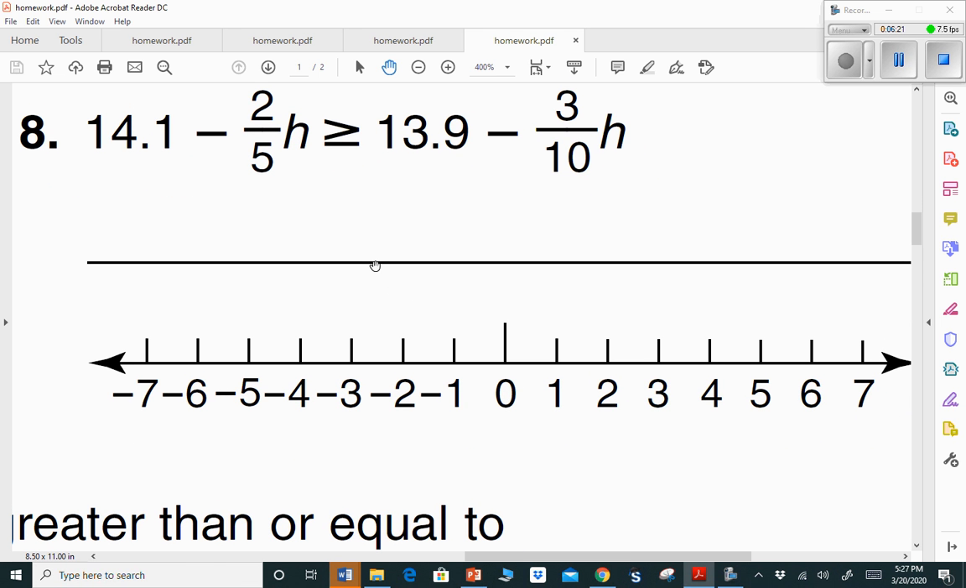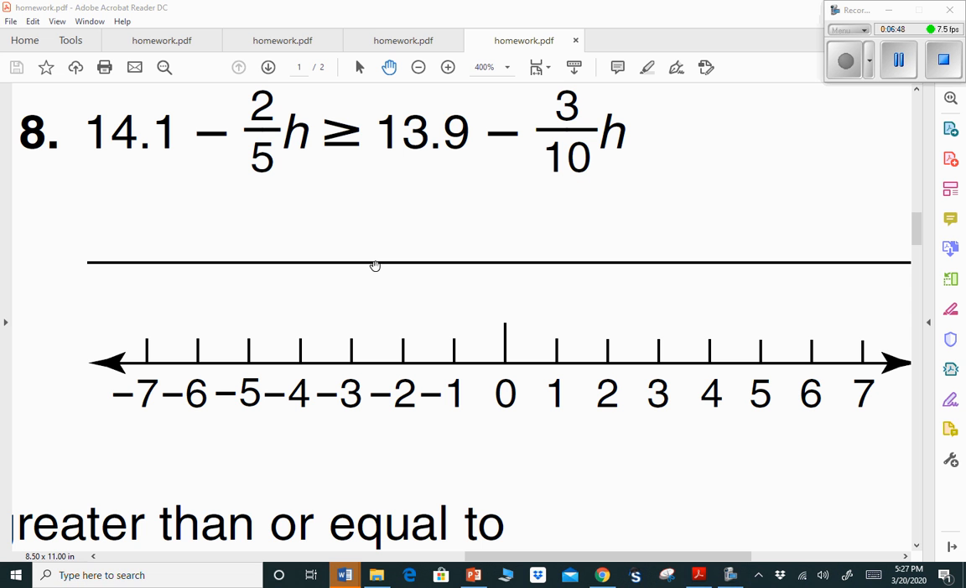All right, here's number 8. What do you see that could cause you a problem? First, you should notice that you've got variables on both sides, and you've also got different denominators. I'd go ahead and fix that whole denominator business first. So copy the question.